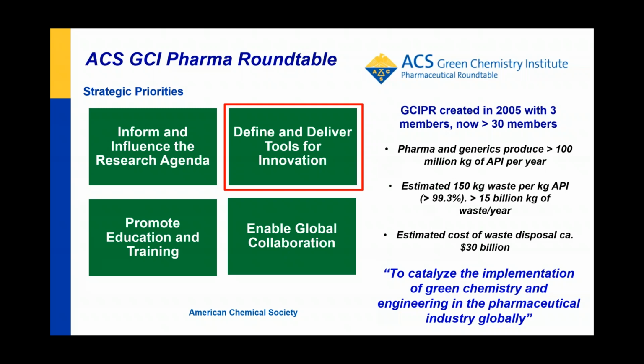But I think the number that will resonate more when you try and adopt green chemistry in the workplace is the estimated cost to dispose of that waste: $30 billion. And that obviously impacts a company's bottom line.